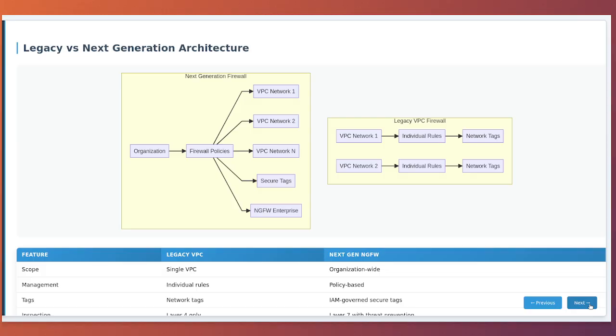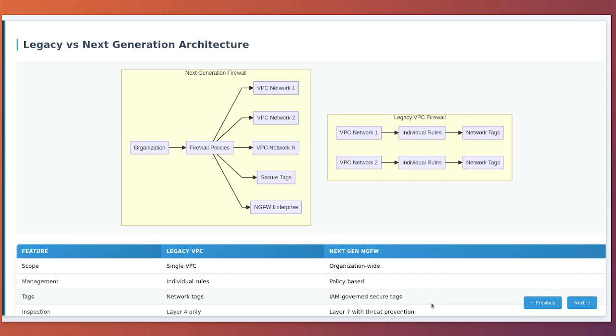At the organization level, we create firewall policies that can be applied to multiple VPC networks simultaneously. These policies leverage secure tags that are governed by IAM, providing enterprise-grade access control. The table below the diagram highlights the key differences. Notice how we've moved from single VPC scope to organization-wide policies, from individual rule management to policy-based approaches, and from simple network tags to IAM-governed secure tags with full audit trails.